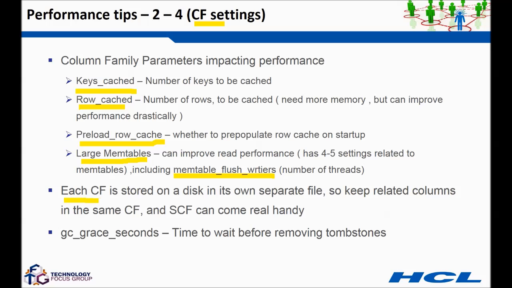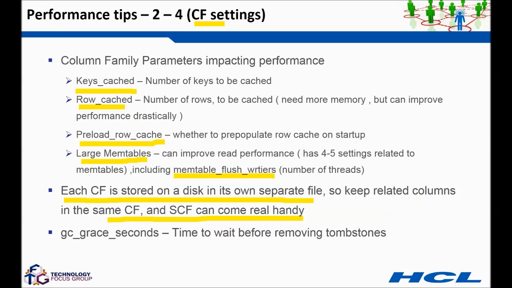Also, each column family is stored on a disk in its own separate file. So keep related columns in the same column family or super column family. It can really improve your performance, because now all the related data which you are going to read in your query will be in the same file if you define it in the same column family. So you will get better performance. There are no multiple seeks happening and all those things.